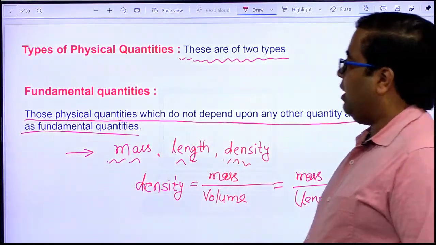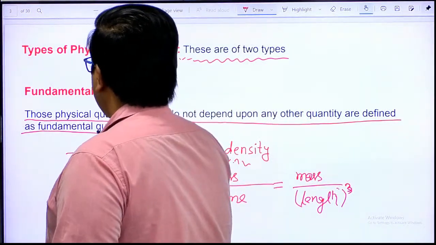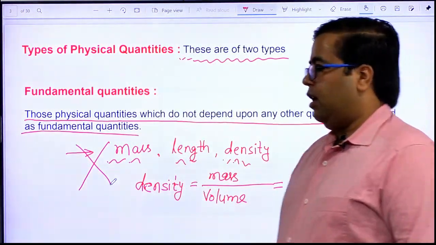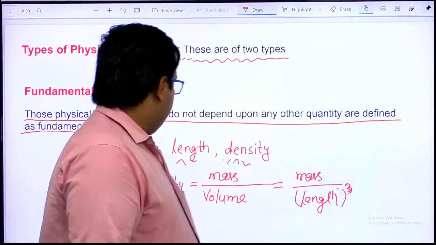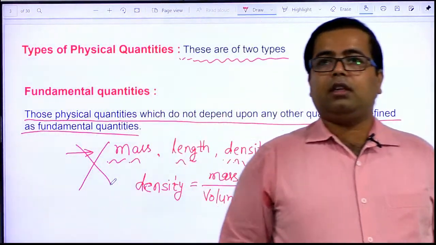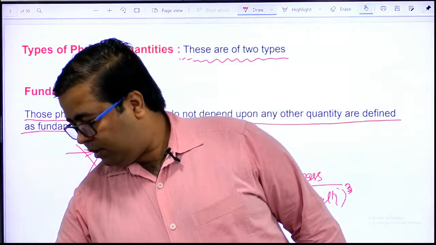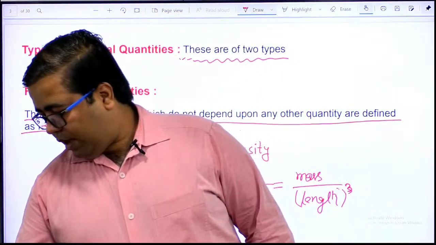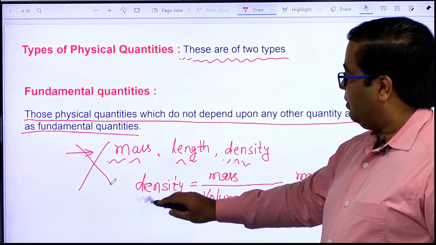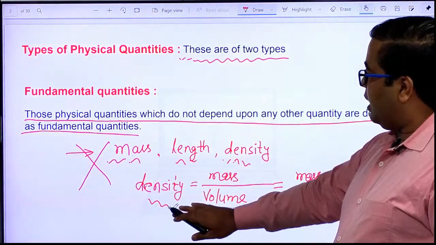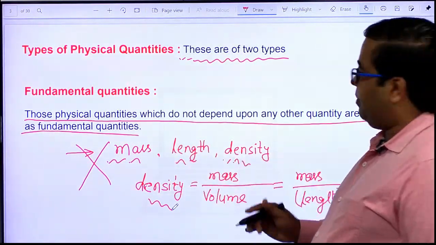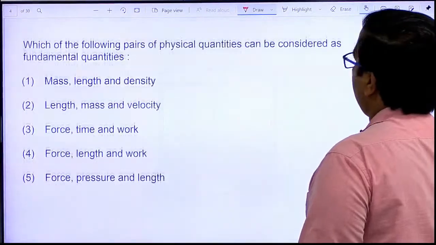That means we cannot take this as a set of fundamental quantities, because we can derive this density using mass and length. So mass, length and density cannot be taken as fundamental quantities.